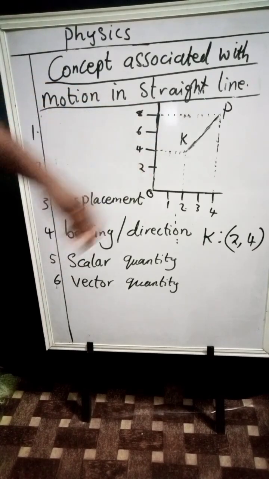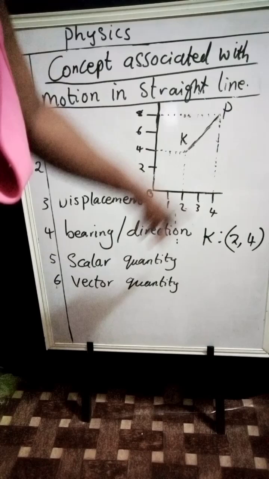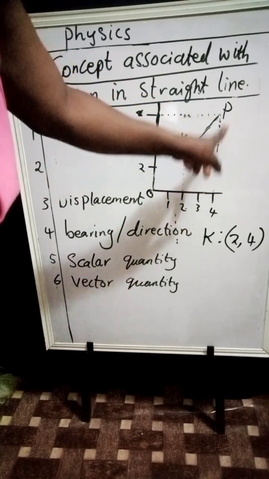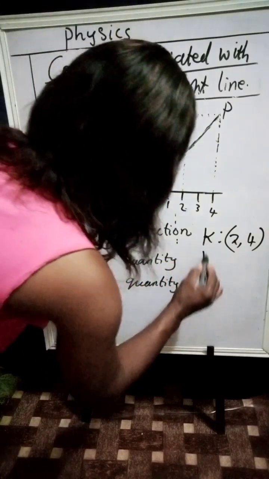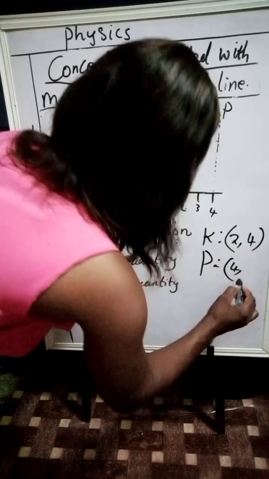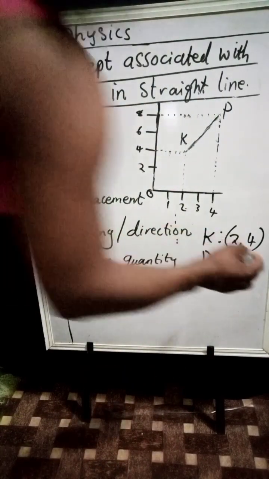Then let's look at the coordinate of P. On the X axis, P is at unit 4. That is 4 units. On the Y axis, P is at what? 8 units.